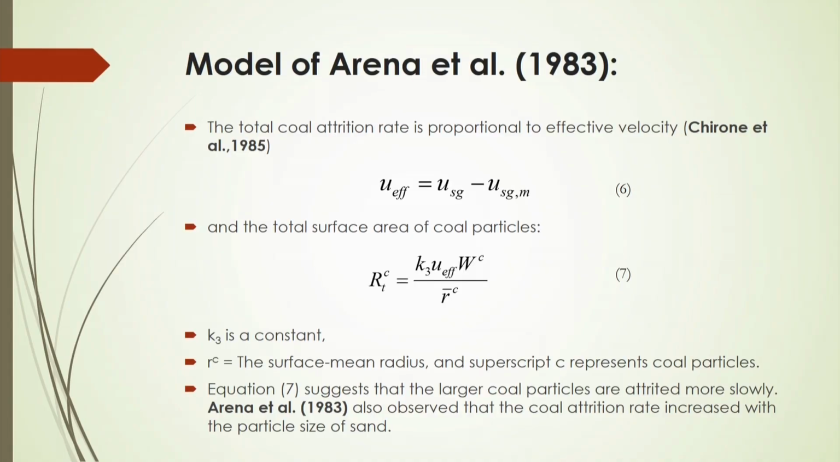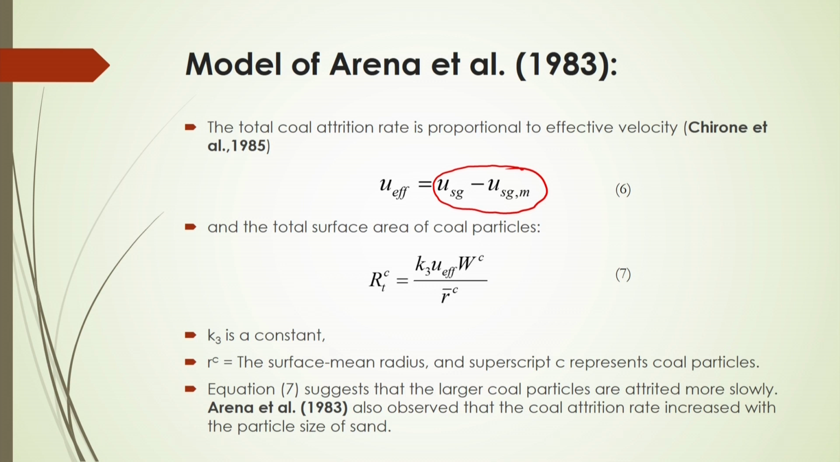Here, for the total coal attrition rate, they have done this experiment with the coal particles. They have expressed that the total coal attrition rate should be proportional to the effective velocity. What should be the effective velocity? That effective velocity should be the relative velocity of the gas or fluid to its minimum velocity for minimum fluidization.